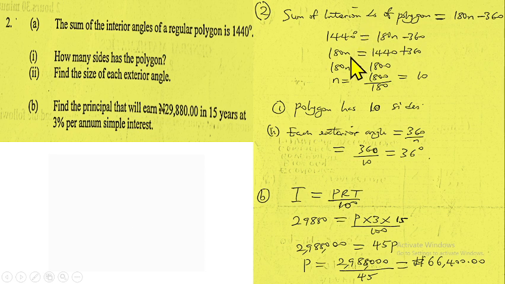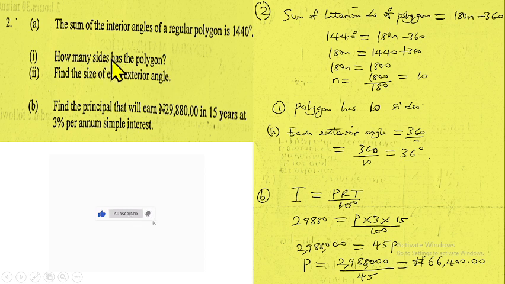Then from there we can collect like terms. We have 360 come here, then it becomes 180n equals 1440 plus 360, which when added together gives us 1800. Then 180n equals 1800, divide both sides by 180, that should give our n to be 10. So that means the polygon we are dealing with has 10 sides, and the name of the polygon, in case you are asked, will be decagon. So the polygon is a decagon.